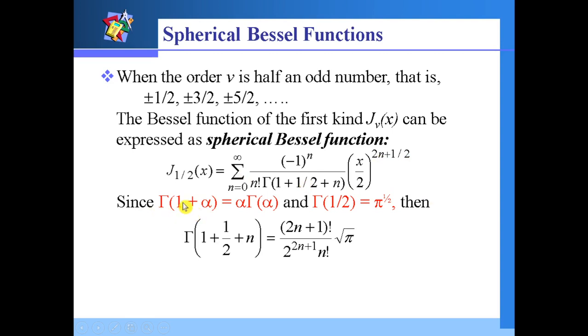Since gamma(1 plus alpha) is equal to alpha multiplied by gamma(alpha), and gamma(1 over 2) is equal to pi to the power 1 over 2, then gamma(1 plus 1 over 2 plus n) is equal to (2n plus 1) factorial over the denominator 2 to the power 2n plus 1 times n factorial, multiplied by radical pi. This is important.